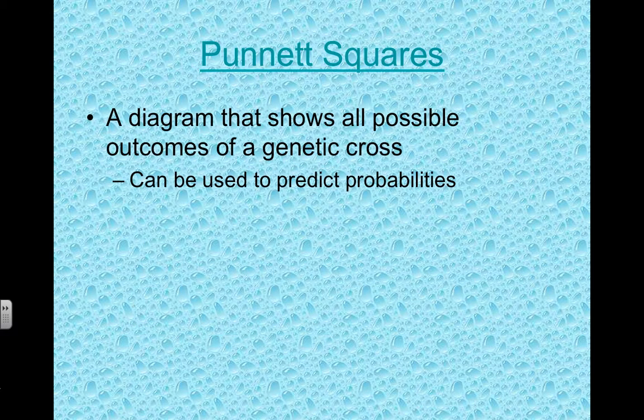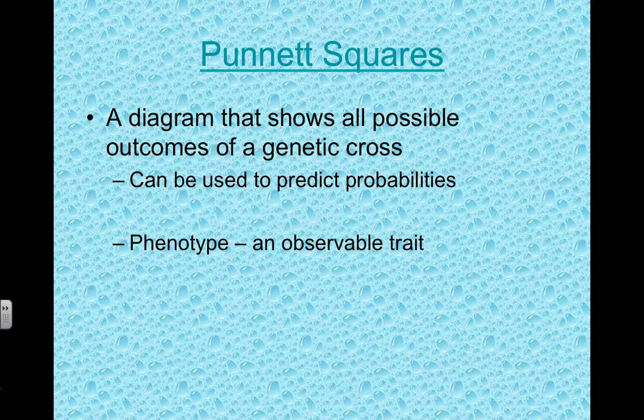Now, we're going to do Punnett squares, and basically a Punnett square is a diagram that shows all possible genetic outcomes. Now, the key word is possible. It's a prediction, so just because a Punnett square predicts it doesn't mean it's going to happen. But we use it to predict probabilities over the long term, and usually the probabilities are pretty close.